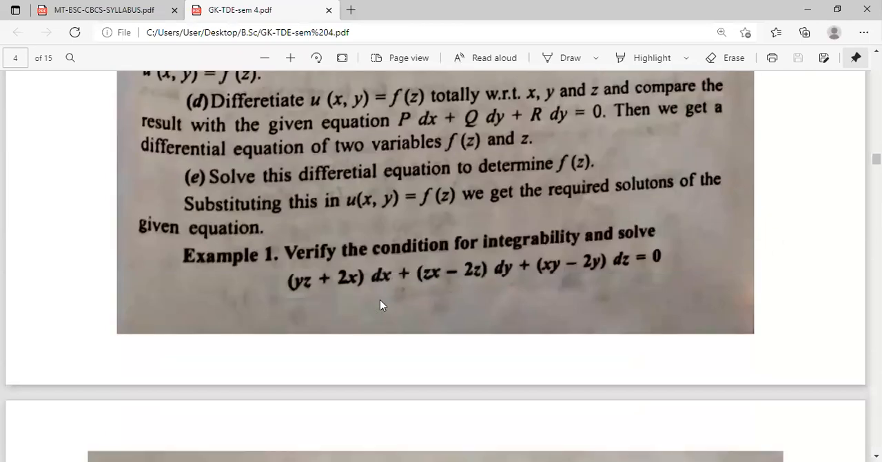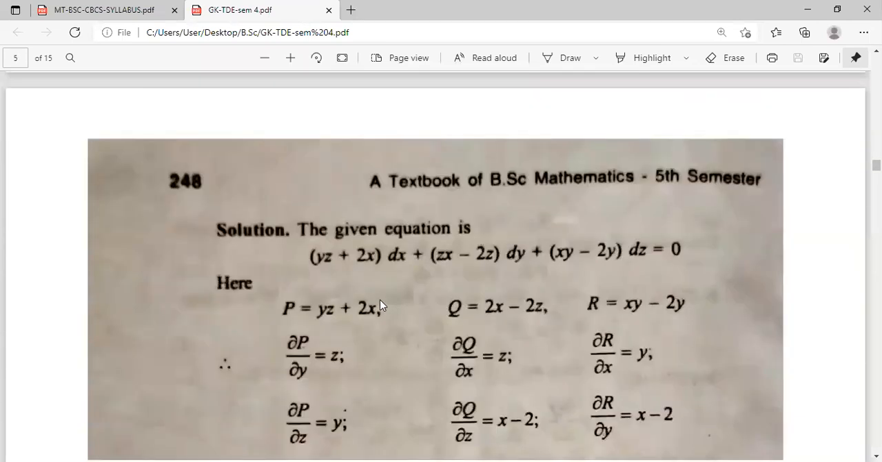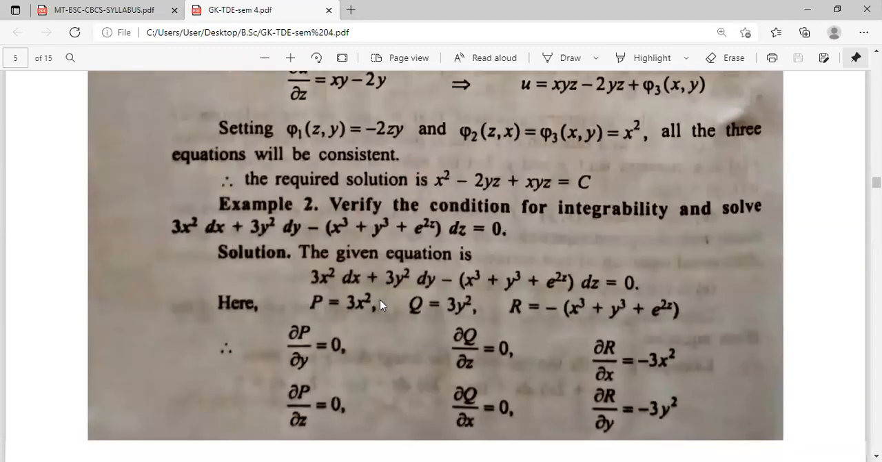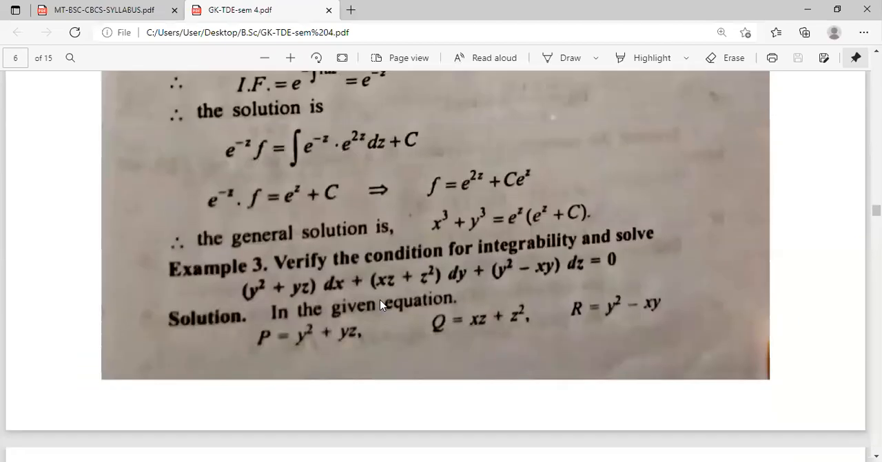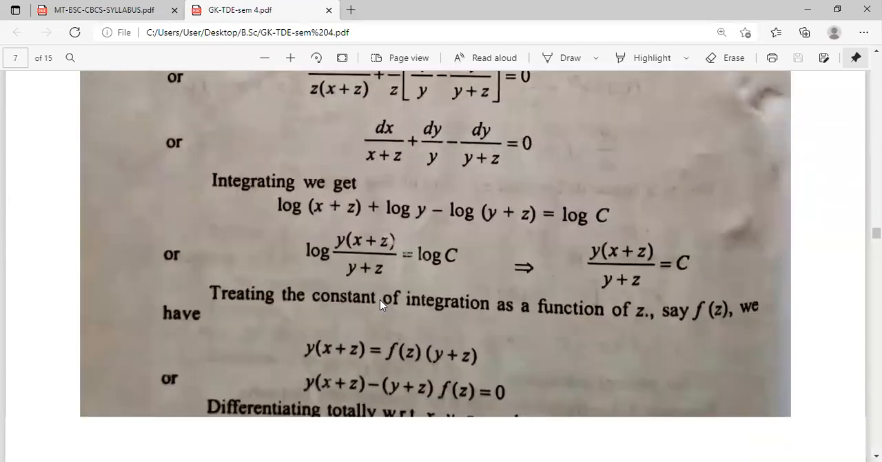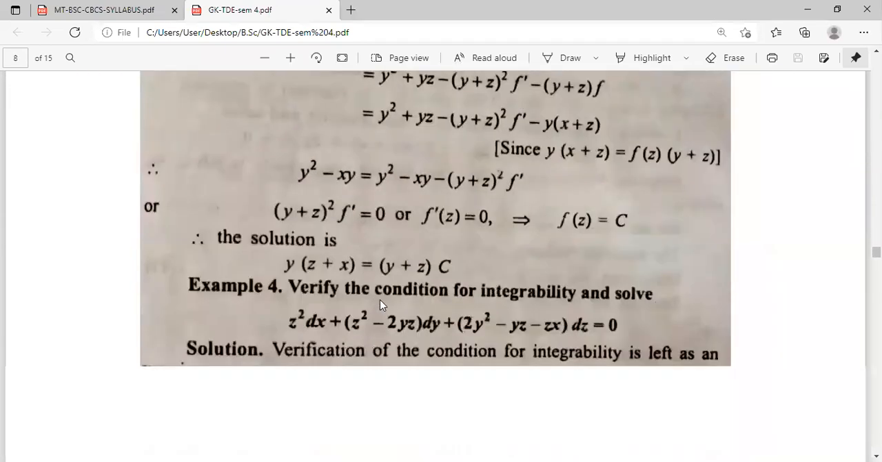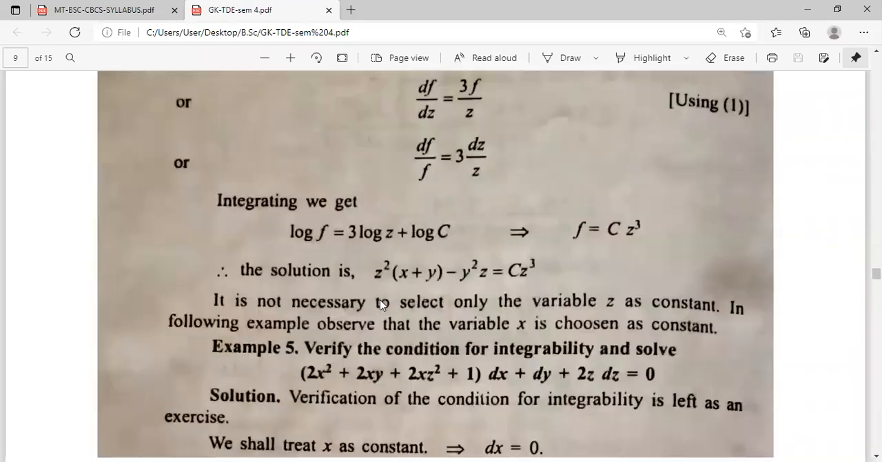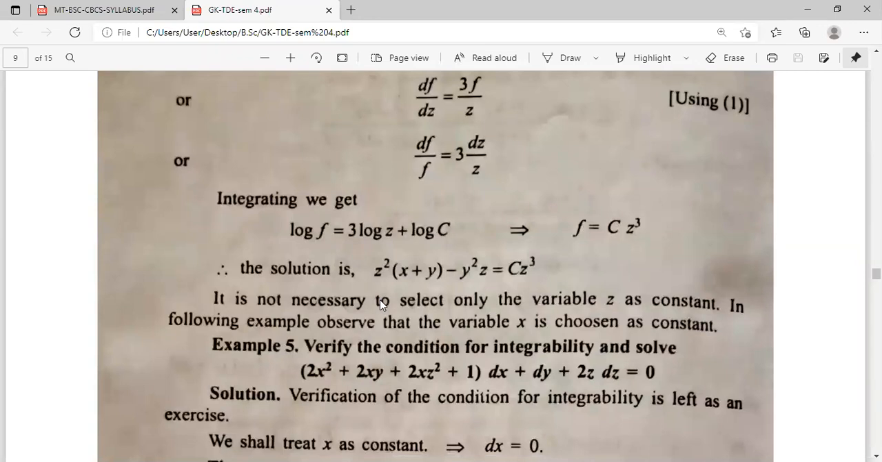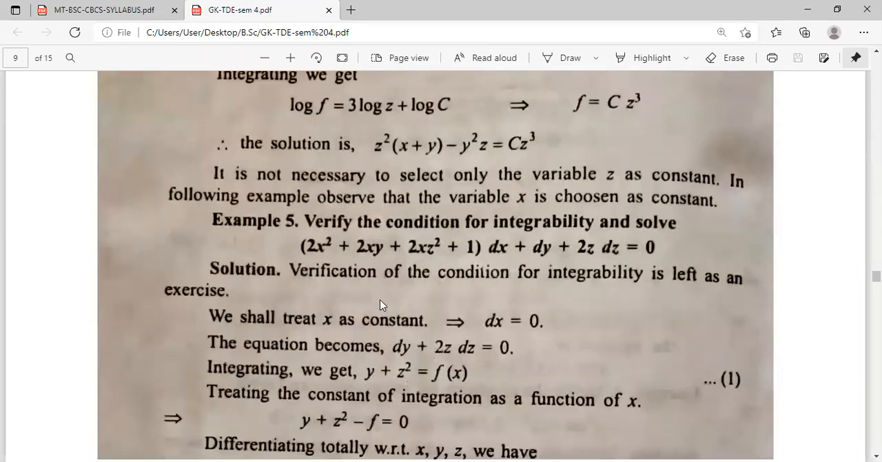Now, already you have seen the first one, then you got the second one, here you got the third one, third one is over, fourth one. Now we'll see the fifth one. This is the fifth one.